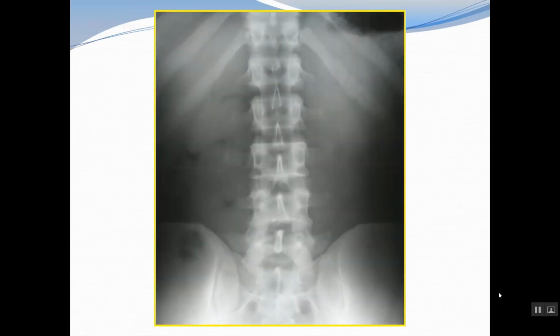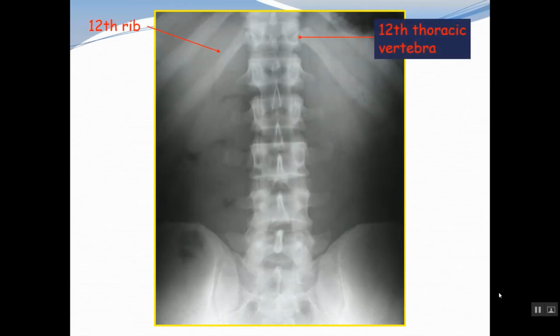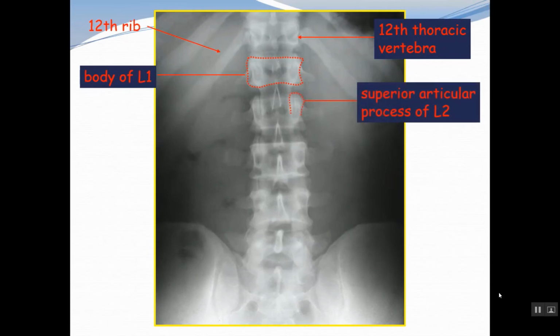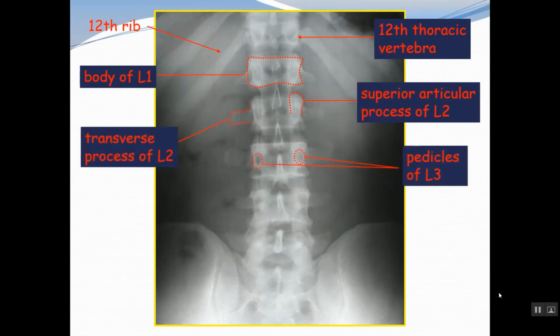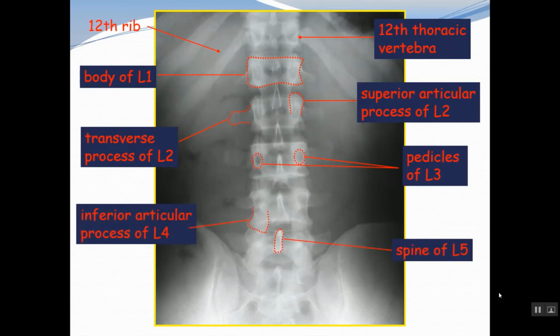The anteroposterior view. This is the 12th rib, 12th thoracic vertebra, body of L1, superior articular process of L2, transverse process of L2, two pedicles of L3, inferior articular process of L4. This is the spine of L5, and this is the lumbosacral joint.